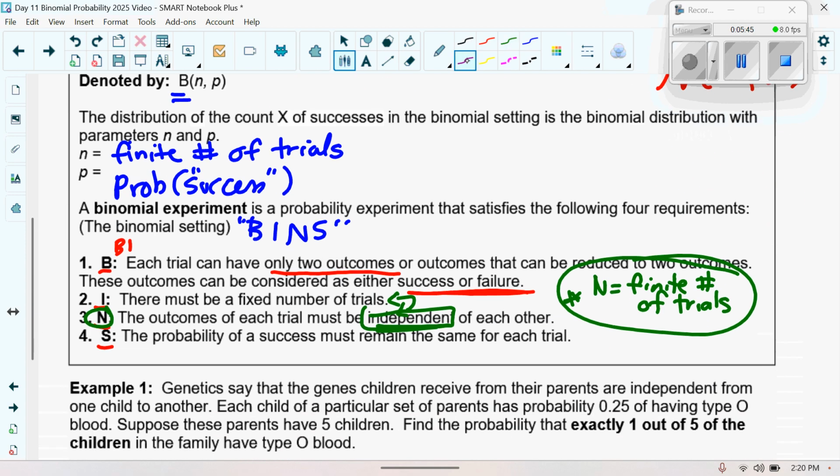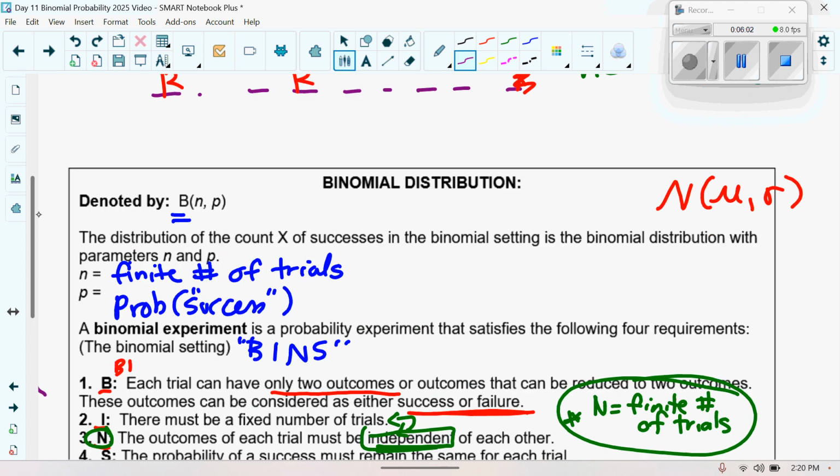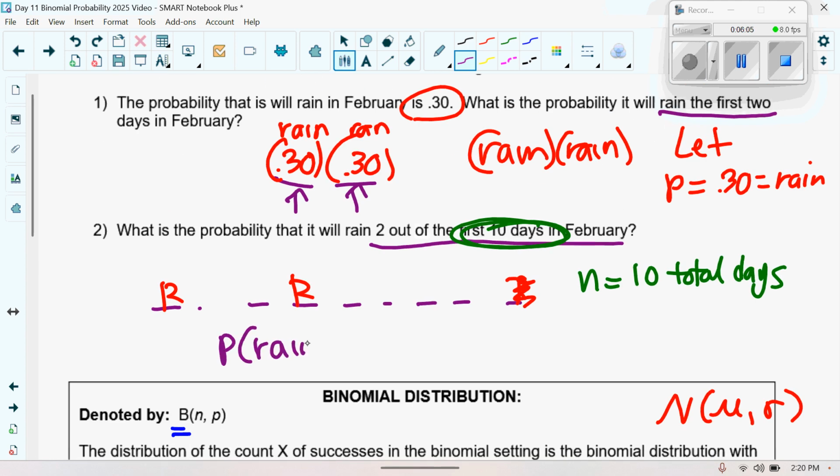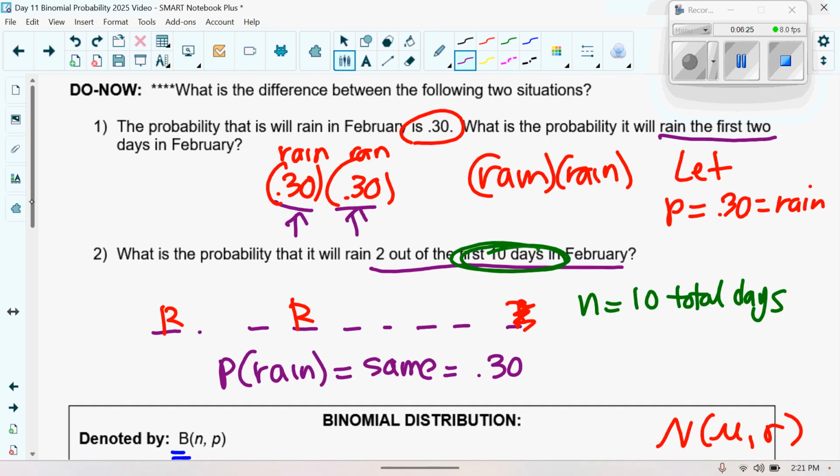And the last S means success, and the probability of success must be the same for each trial. So think S, success, same, SS. Success has to be the same. So in the case of rain, the probability of rain would be the same for every day in February. That's not really true in real life. You guys know that it probably changes depending on any given day based on the fronts coming in and out or whatever's going on with the weather. But in this case, we're assuming that the probability of success, which is rain, is going to be the same no matter what.